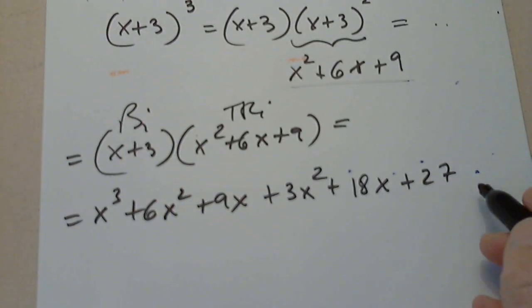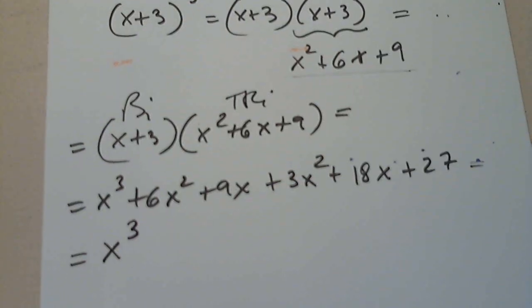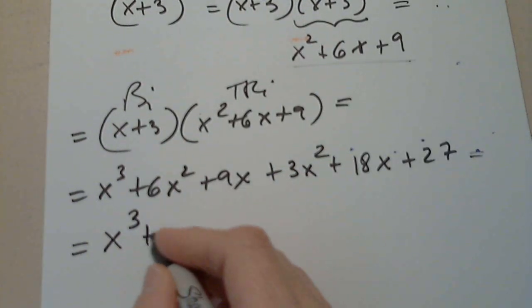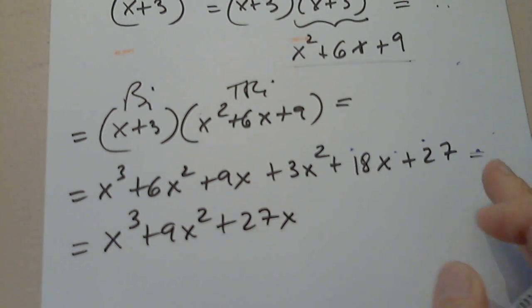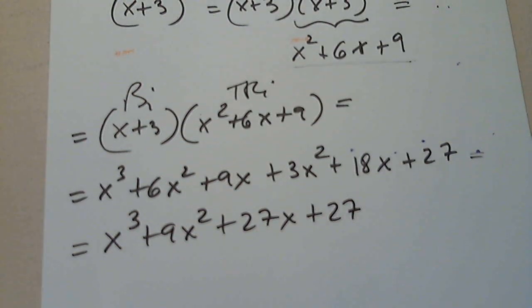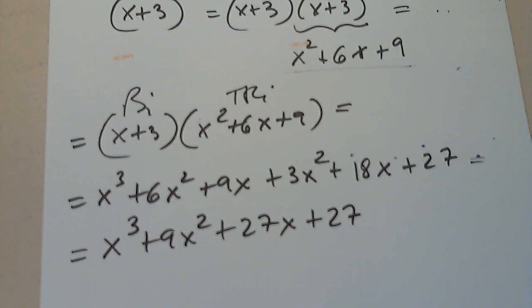Yes, we haven't finished because we have to combine like terms. Always the degree first. And then I have 9x squared. And then I have plus 27x and then plus 27. I want to draw your attention to something that you should remember. It's very important and it's not difficult to remember.